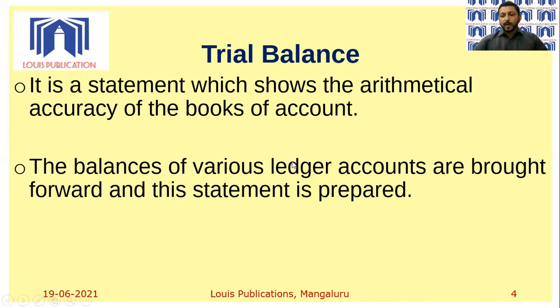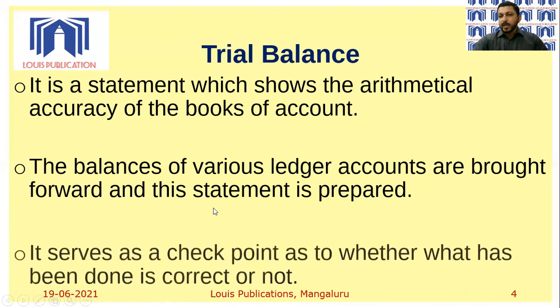Now, how do we prepare a trial balance? That is the question. When we have prepared ledger accounts, even for that matter, we learned the 3-column cash book. We got the cash column balance. We got the bank column balance. Likewise, in ledger accounts, we have found balances of a number of ledger accounts. All those balances will be brought forward, or put together, in a statement called trial balance. So the balances of various ledger accounts are brought forward and the statement is prepared.